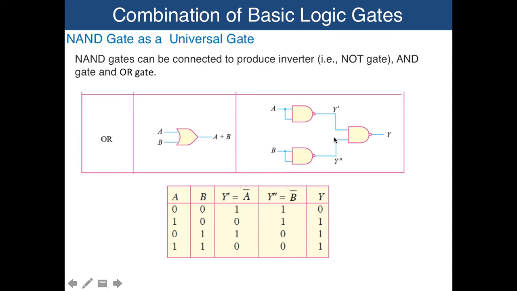So these are NOT gates, and here it's connected to a NAND gate. NAND gate means (A dot B) bar. So here A into B: 1 into 1, answer is 1, inverting it 0. 0 into 1, answer is 0, inverting it 1. 1 into 0 means 0, inverting it 1. 0 into 0, 0, inverting it 1. So 0, 1, 1, 1. By using three NAND gates, we can make an OR gate.